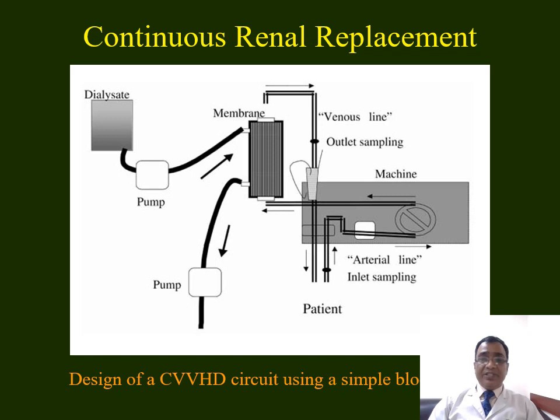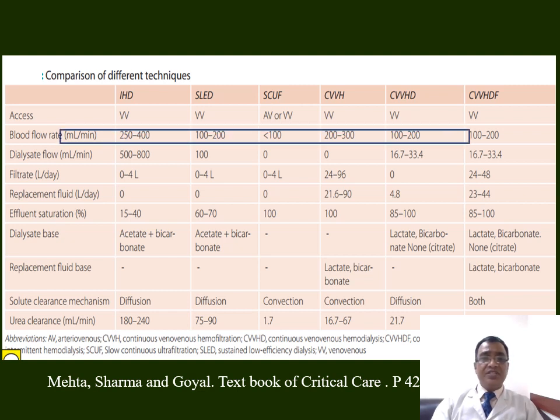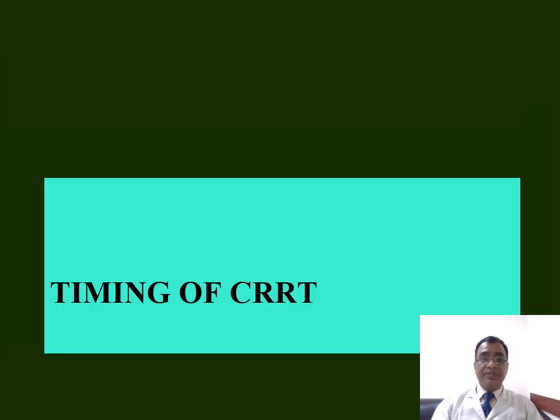Continuous renal replacement therapy, just a kind of diagram over there. How does it work in practice? We can use a pump going to the membrane, and of course the machine and the pump for the return. This is a nutshell to compare with intermittent hemodialysis, SLED, SCUF, CVVH, CVVHD, CVVHDF. The basic thing is the blood flow rate, as well as the replacement fluid level, which requires a very high ultrafiltrate.